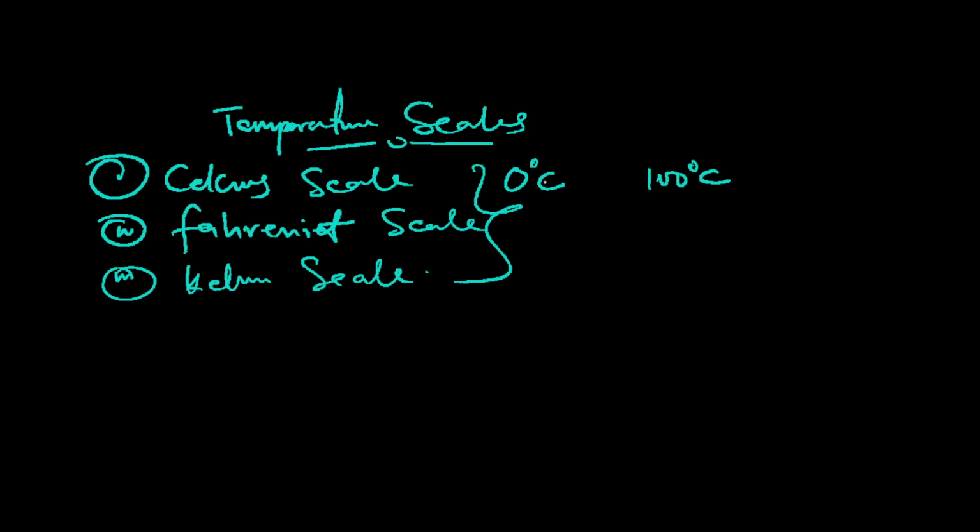The lower fixed point of a thermometer is the temperature at which water will turn to ice at constant atmospheric pressure. Am I making sense now? And the upper fixed point of a temperature scale is the temperature at which water will boil or change to steam at constant atmospheric pressure. So for Celsius, the lower fixed point is 0 degrees Celsius and the upper fixed point is 100 degrees Celsius.